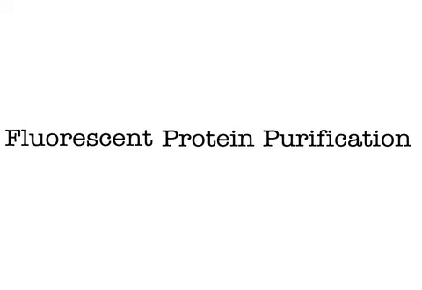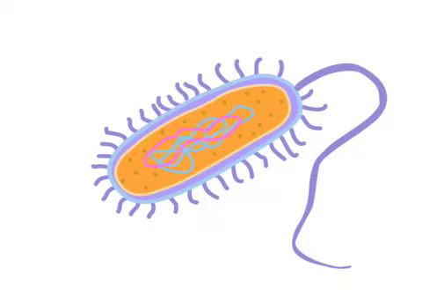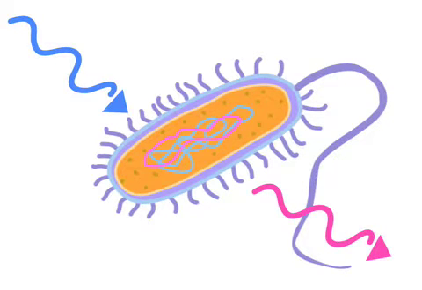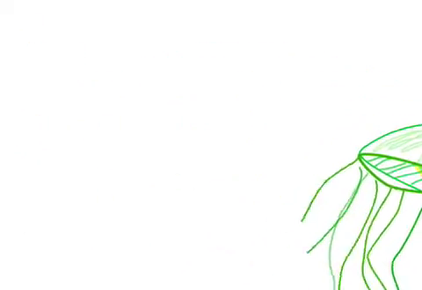Breaking down the title of this lab, fluorescent protein purification. Fluorescence is when light is absorbed at one wavelength and emitted at a different wavelength. Living organisms can be fluorescent or bioluminescent. Aequorea victoria, a jellyfish, is fluorescent and bioluminescent, while fireflies are bioluminescent. Bioluminescence is the production of light by living organisms.